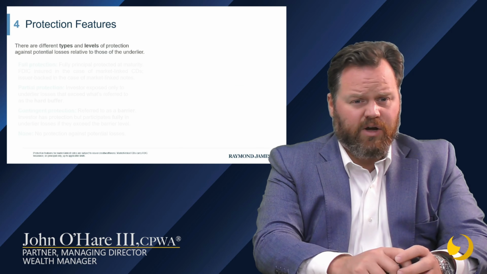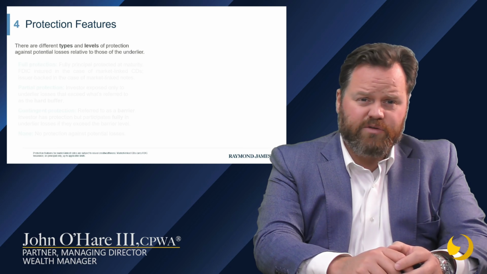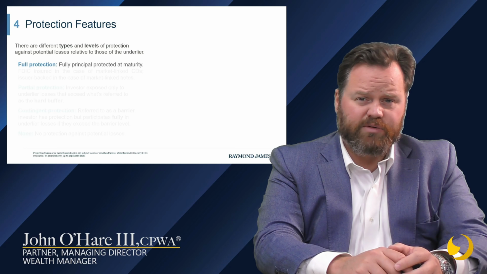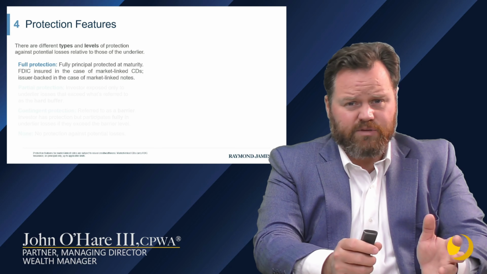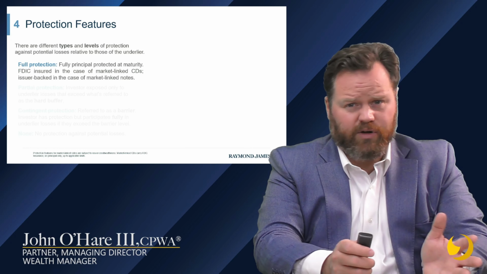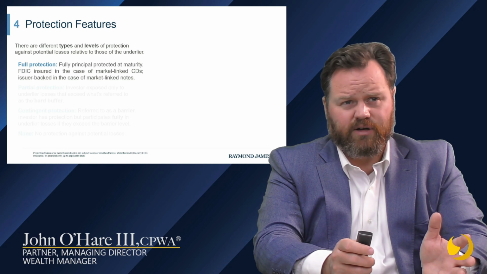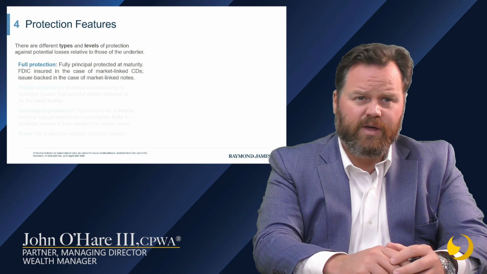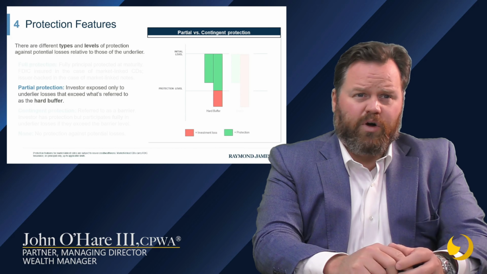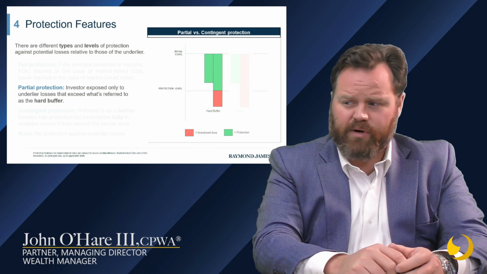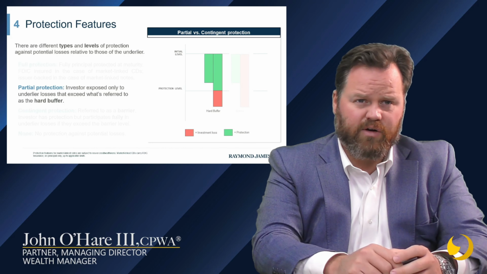Protection features. So going back to that capital preservation piece, some of them offer different types of protections. First type is a market-linked CD. That's fully FDIC insured and protected. That's the FDIC insurance I talked about earlier. But some of them have what we call buffers. And buffers work exactly like this graph describes.